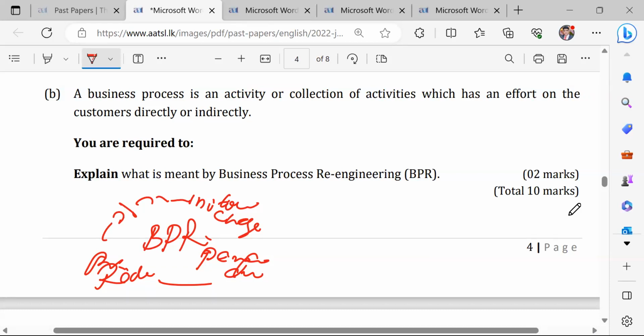Right? If you want: business process reengineering is the process of recreating core business process activities with the goal of improving product output or reducing the cost. That's why I said making positive changes.